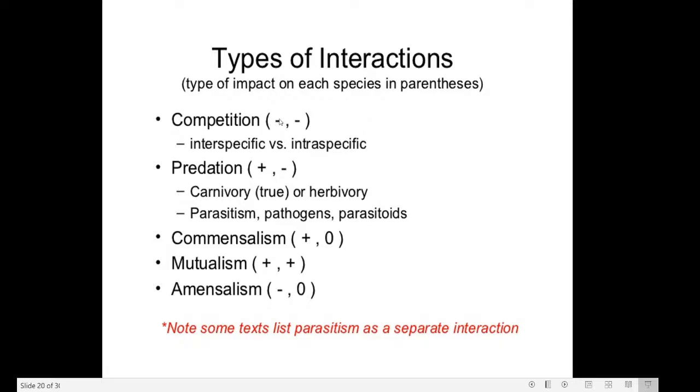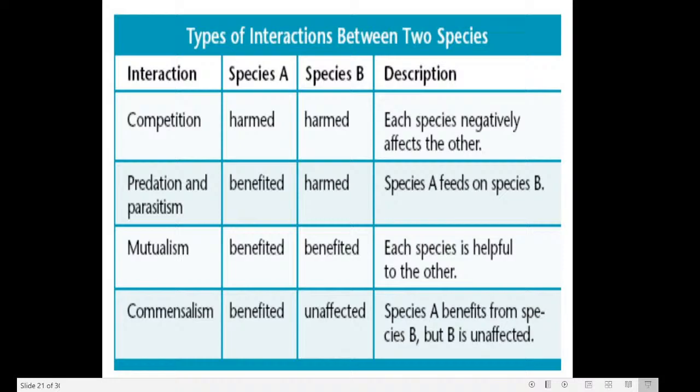Here in competition, both are getting affected. Predation means one gets a benefit, the other is affected. Commensalism, one gets a benefit, the other is neither affected nor benefited, that is a neutral form. Mutualism, both get a benefit. Amensalism, one is affected, the other gets no benefit. One example: in competition, both species are harmed. In predation, one is benefited, the other harmed. Mutualism, both benefited. Commensalism, one is benefited, one is unaffected, that is a zero stage.